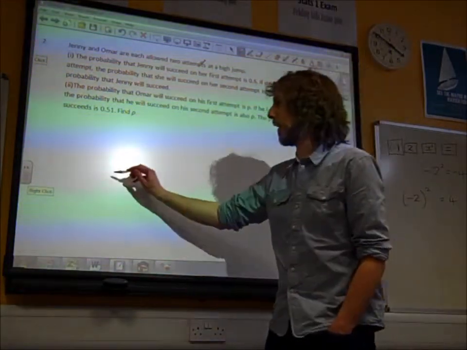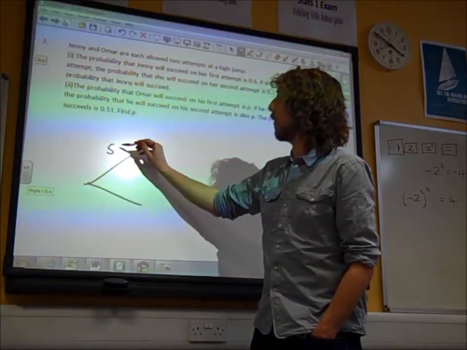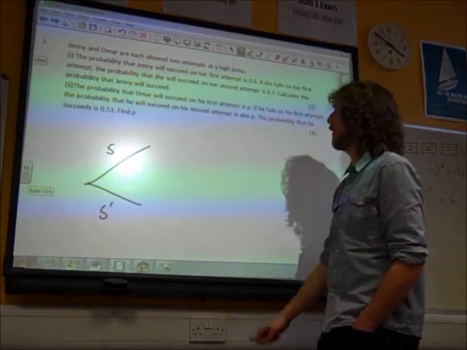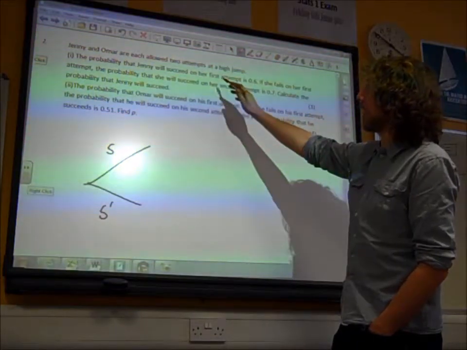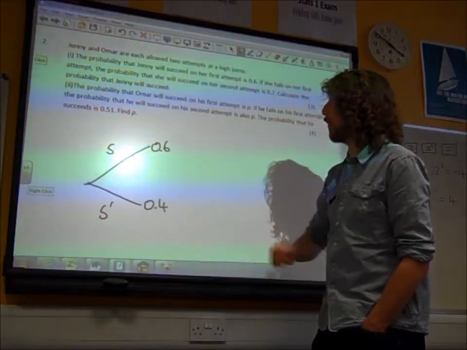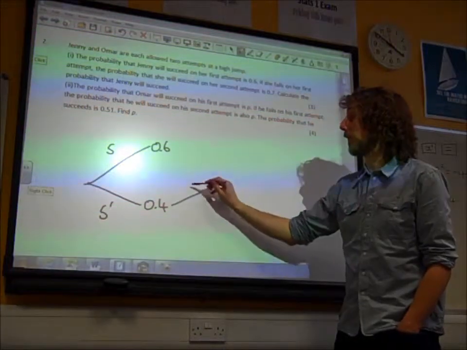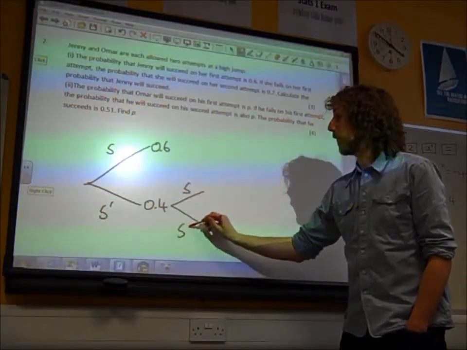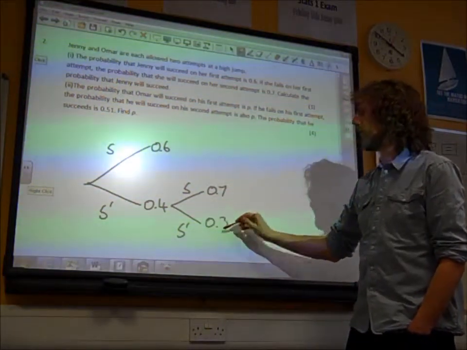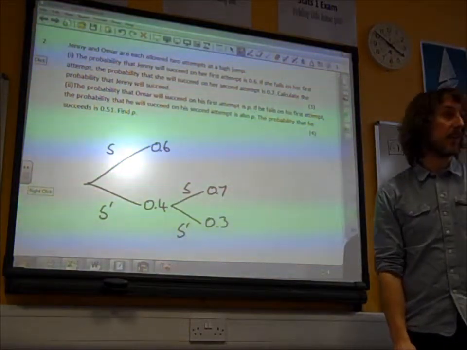She has a first attempt, and she either succeeds or not succeeds. So I'm using S and not S. I'm not sure it's the right notation to use. Probability that she will succeed on her first attempt is 0.6, so this must be 0.4. If she fails on her first attempt, the probability she will succeed on the second is 0.7. Consequently, that must be 0.3. Find the probability that she will succeed.